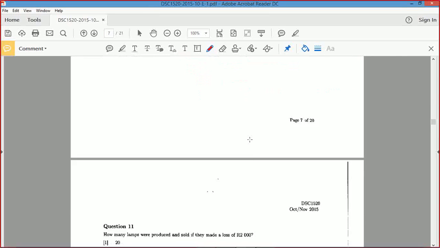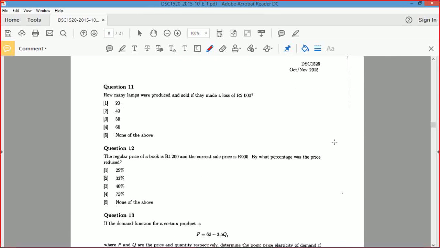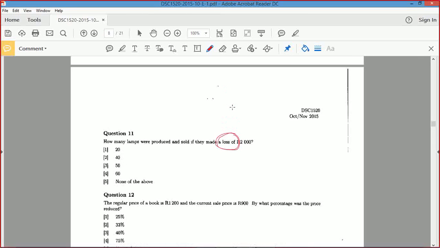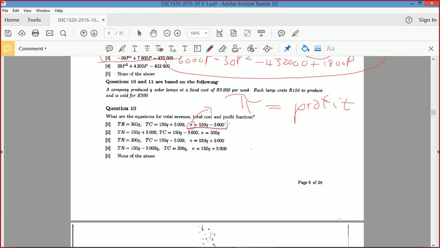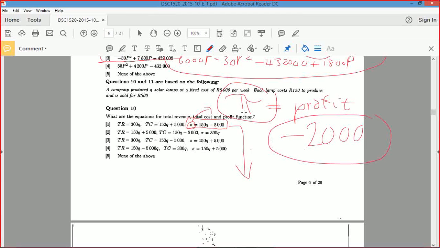How many lamps were produced and sold if they made a loss of 2,000? It's a loss, right? So won't it be 5,000 minus 2,000? No. Well, there's your profit function, right? So if it's a loss, what is the profit going to be? Minus 2,000. Yes, so put minus 2,000 for your profit, which is the loss, and then work out the Q or the P.